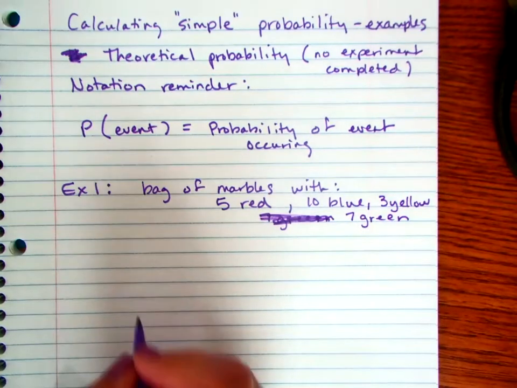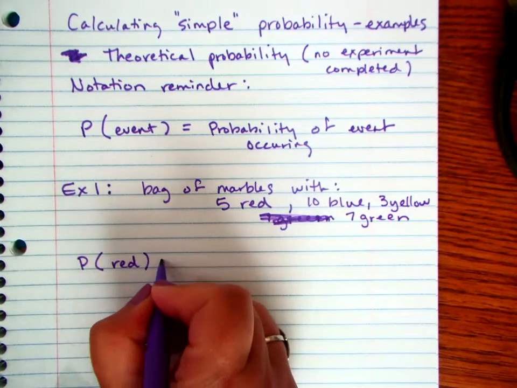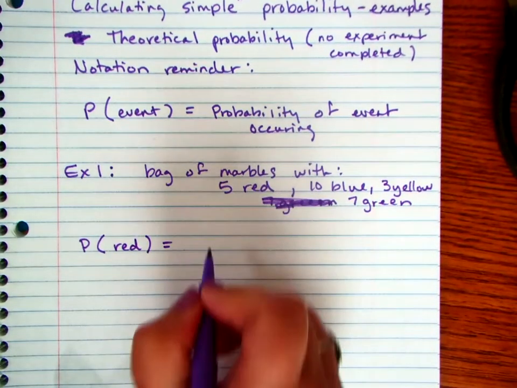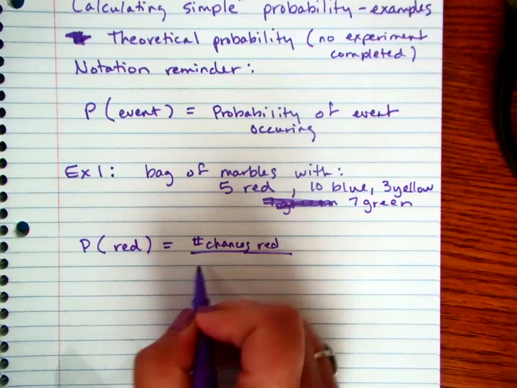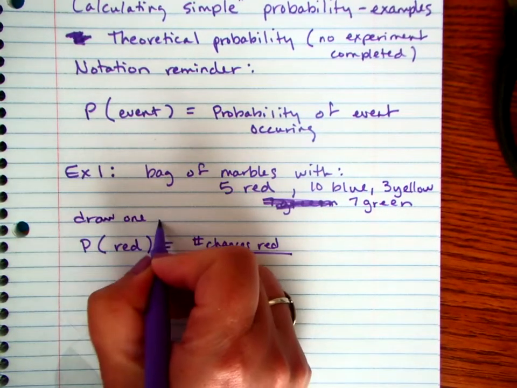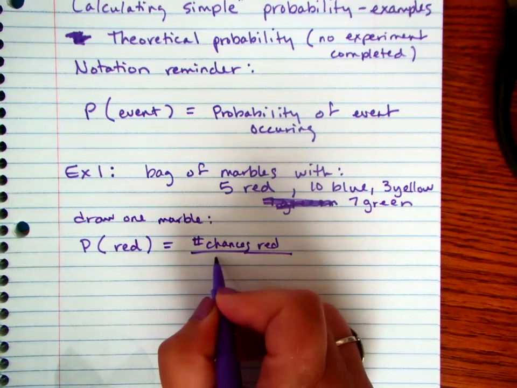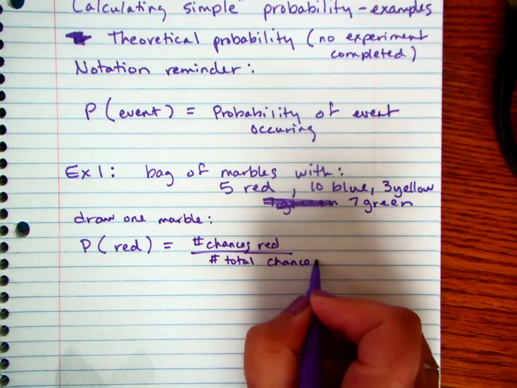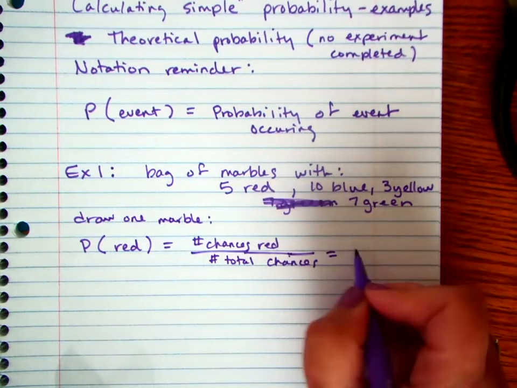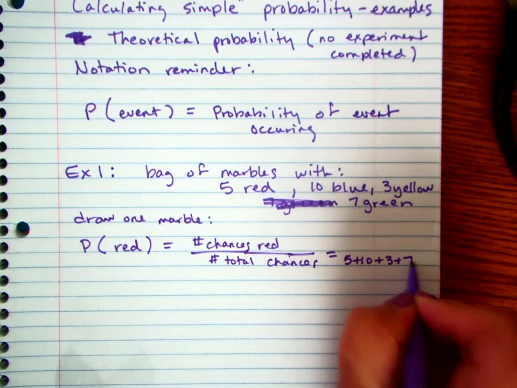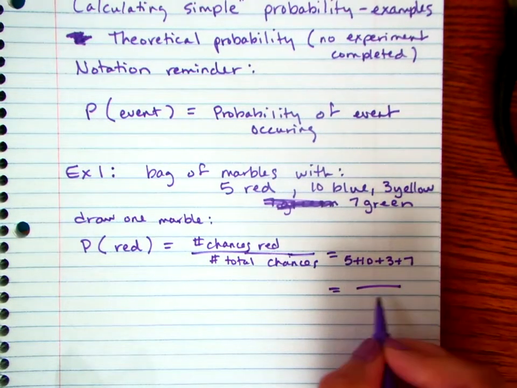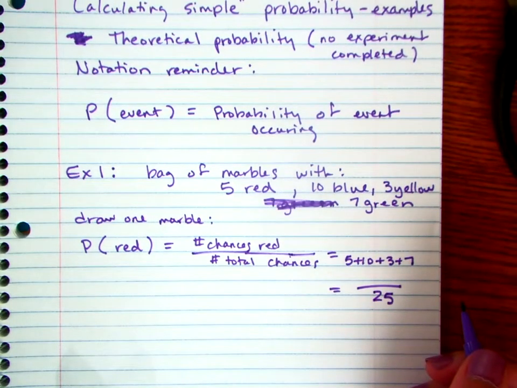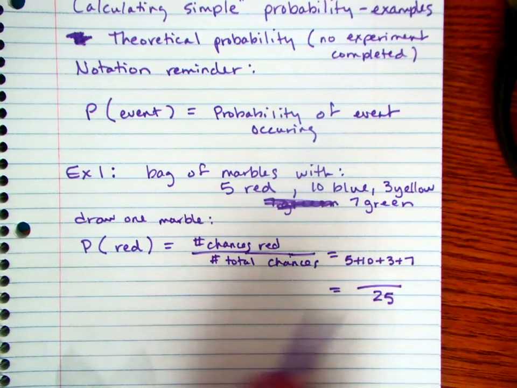So, first of all, if I want to find the P of red, and the probability of anything, really, is going to be the number of chances of red, and this is when we draw one marble, over the number of total chances. Okay, so in this case, the number of total chances would be 5 plus 10 plus 3 plus 7. Okay? So 15 and another 10. Okay, so the total chances are 25, and the number of chances of red are up here at the total of 5, so 5 out of 25.